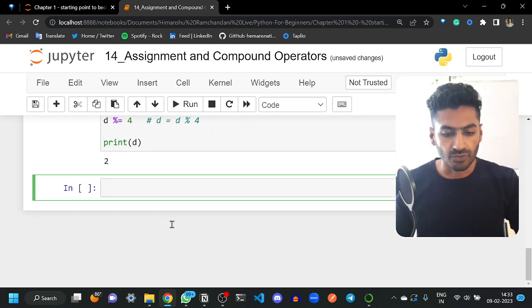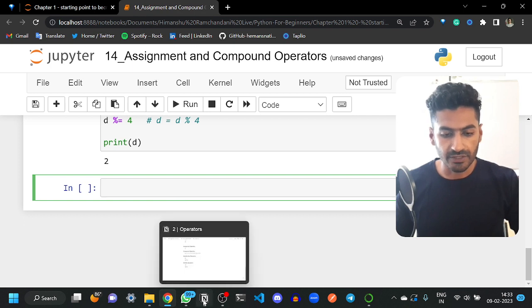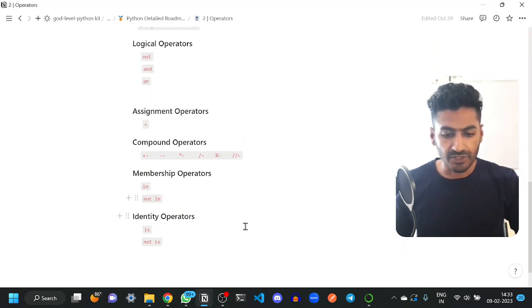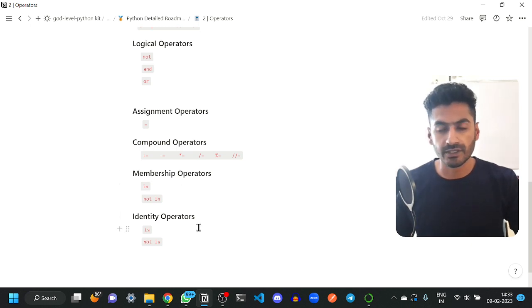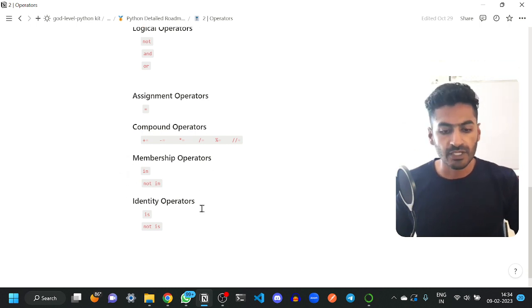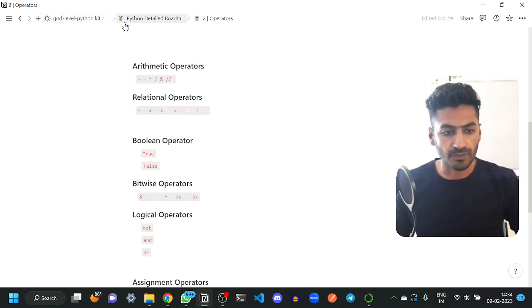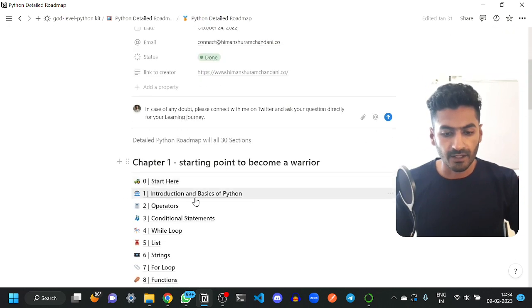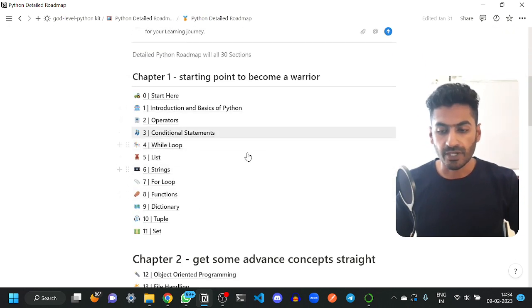The last part of operators are membership operators and identity operators. These two we will cover with lists, and they are easy to understand when we are working on a list or tuple or any iterable. So let's move forward with our next topic, that is conditional statements. So that's it.